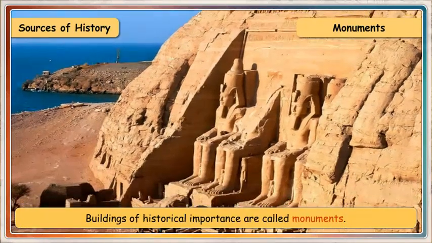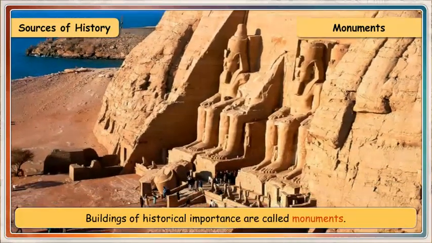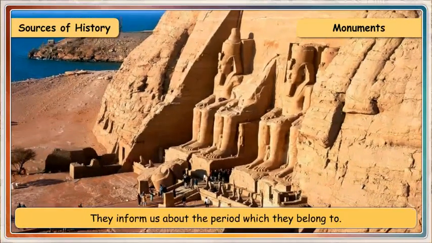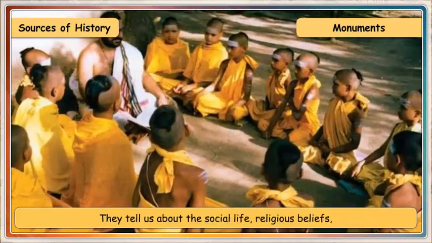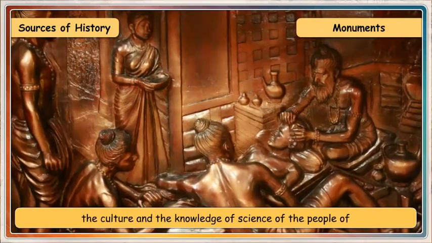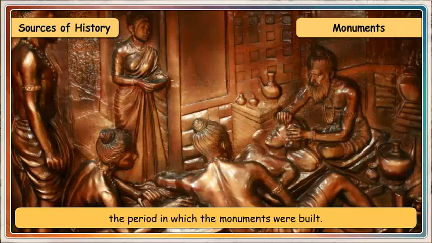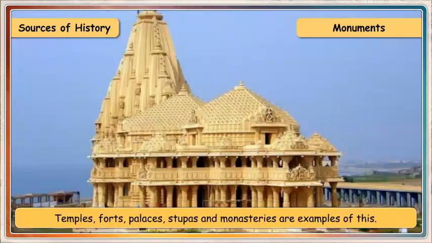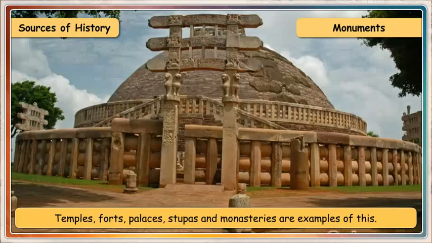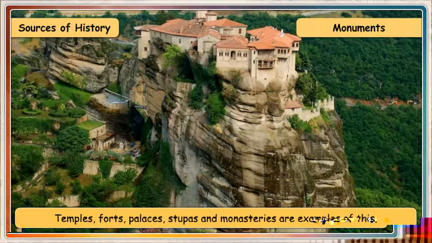Monuments. Buildings of historical importance are called monuments. They inform us about the period which they belong to. They tell us about the social life, religious beliefs, the culture and the knowledge of science of the people of the period in which the monuments were built. Temples, forts, palaces, stupas, and monasteries are examples of this.